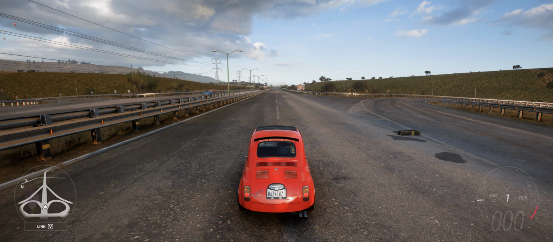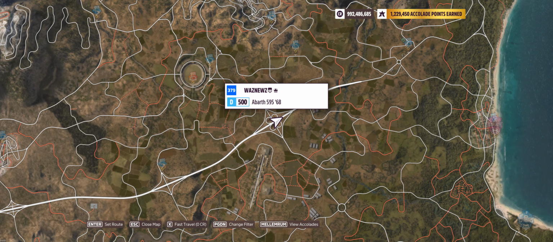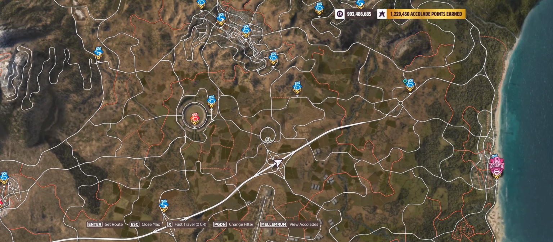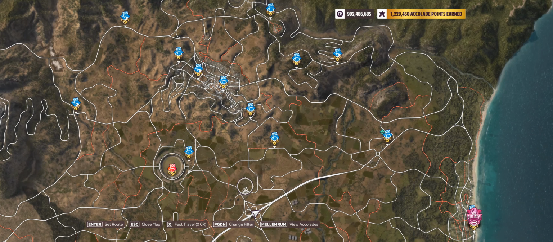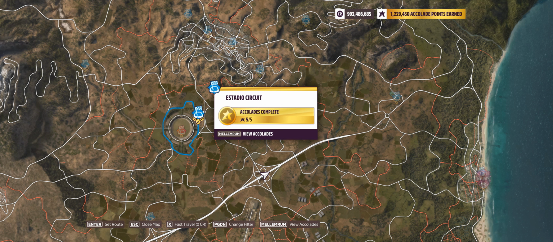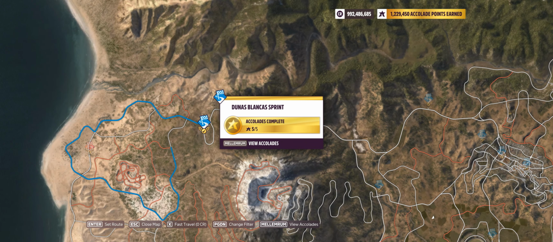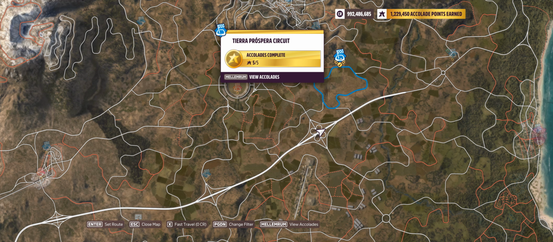Then we have another race called Hyper Italia. And you're probably thinking, aha, here we go. S2, Italian cars. No. It's S1900 road racing in Italian hypercars. Yeah, still no S2 racing. I wonder why. We start off with three laps of Estadio Circuit, clear afternoon. Then Dunas Blancas Sprint, clear afternoon. And finally, down here somewhere, Tierra Prospera, three laps, hot season, of course, sunset, clear.